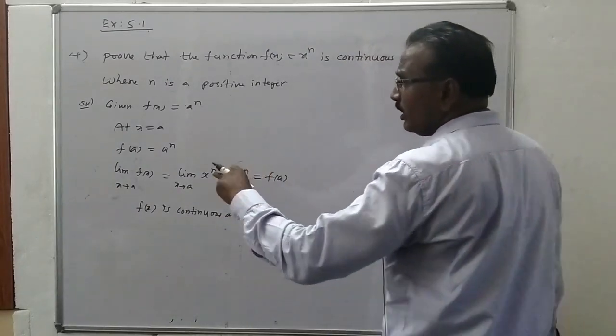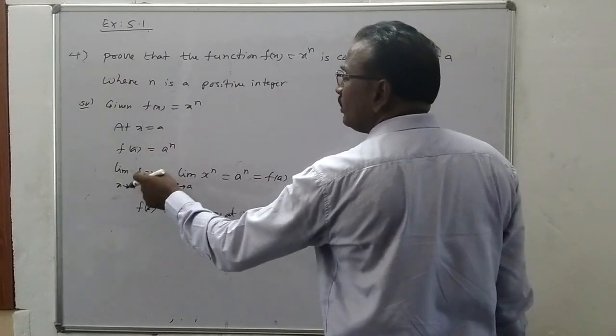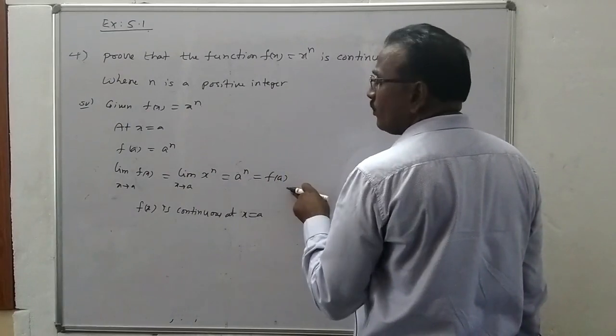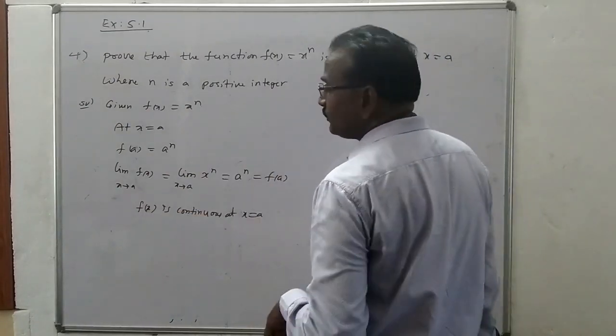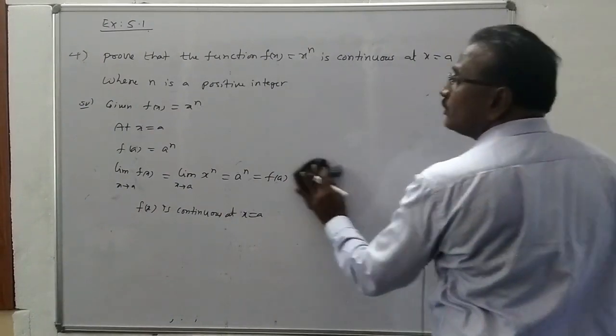Just at x is equal to a, find the function value. The function value is a power n. Next, find the limit of this function at x is equal to a. So we get a power n, which is the same as f of a. Therefore, by the definition of a continuous function, f of x is continuous at x is equal to a. Next, question number 5.